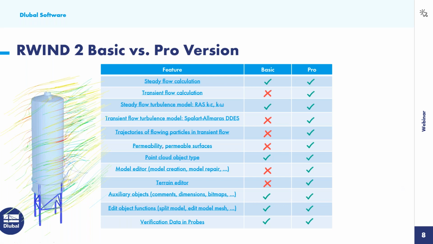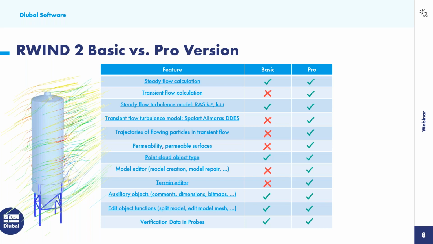But the main focus here is going to be up at the top, our first line, this steady flow calculation, which is offered in both the basic and the pro. And this is essentially going to capture the wind flow at a single point in time. But you'll notice on this second line that we also offer the transient flow calculation within the pro version. So we can actually see how the wind flow varies over set time steps. So you can almost think of this like a time history analysis.